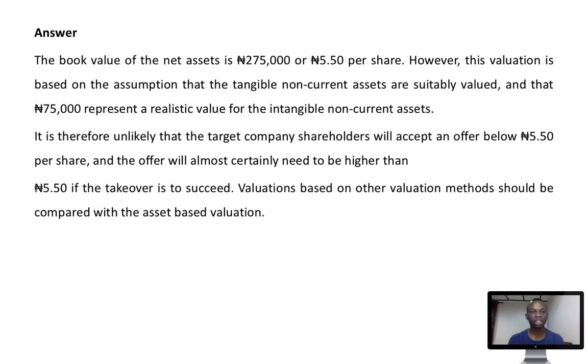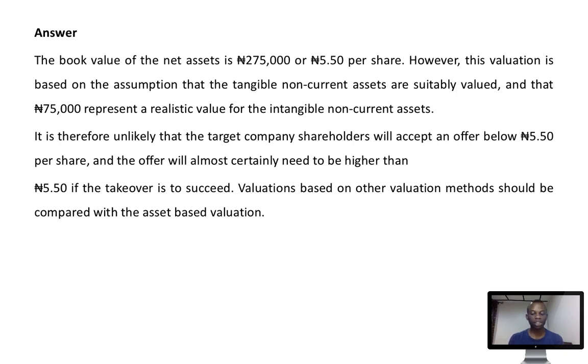However, this valuation is based on the assumption that the tangible non-current assets are suitably valued and that 75,000 naira represents the realistic value for the intangible non-current assets. Now, for the intangible non-current assets, all are allowed, but the only exempted intangible assets are internally developed goodwill, because it was developed by the company itself, so the company cannot actually place a value on it. And also human capital. Also, the company cannot place a value on human capital. So these two intangible assets are not allowed, but the other intangible assets are allowed.